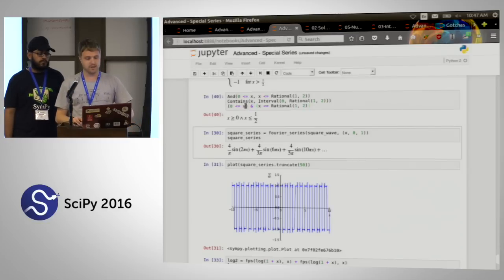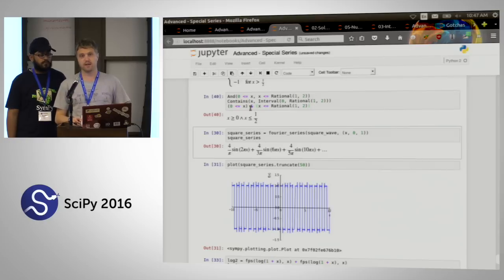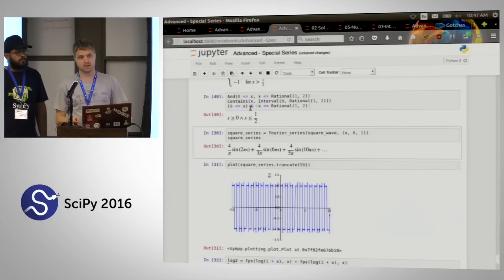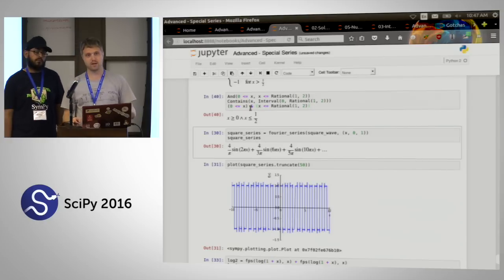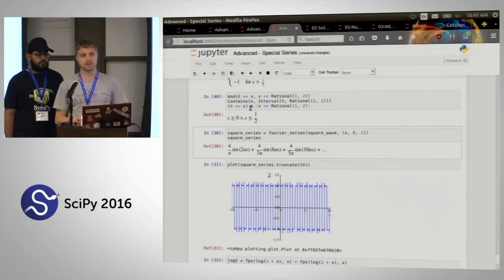Oh, yeah. So the logic operators do have override, and SymPy implements all the logic operators: and, or, XOR, and also not, which is the tilde operator.